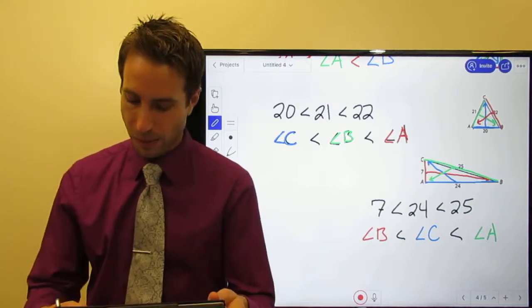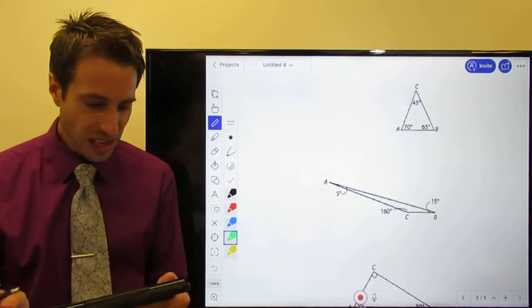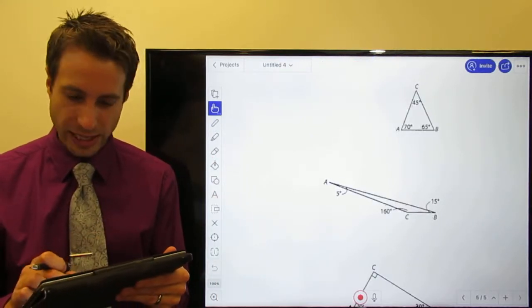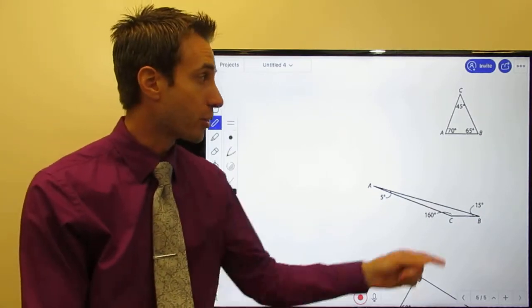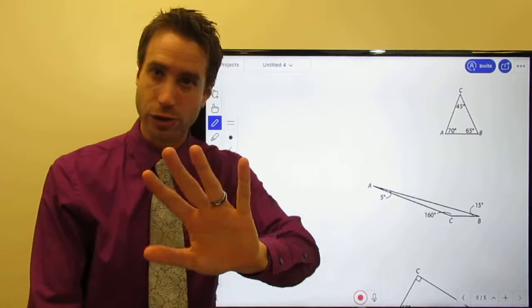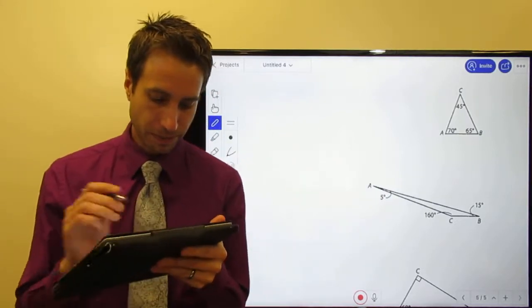Let's keep going. I got a couple more for you on the next page. I know these are really, once you get the hang of it, really pretty easy. This time, I've changed things up on you. Now I've given you the angle measures. Okay, fine. Here we go.